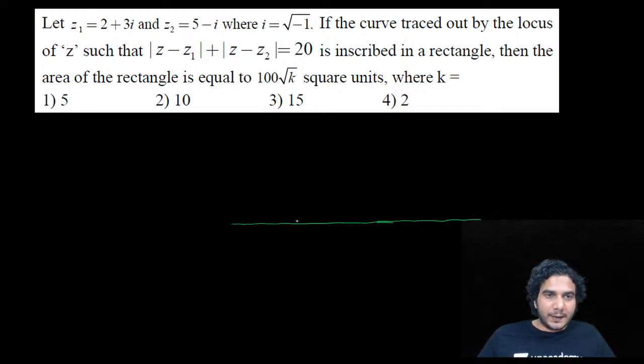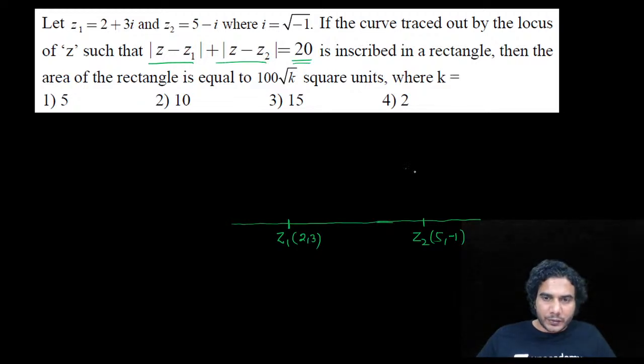All right, let's take Z1 and Z2 on this line. So your Z1 is 2 comma 3, and your Z2 is 5 comma minus 1. See, this point is 5 comma minus 1. Now Z is a point whose sum of distances from these 2 points, the distance of Z from Z1 and the distance of Z from Z2, is given as 20.